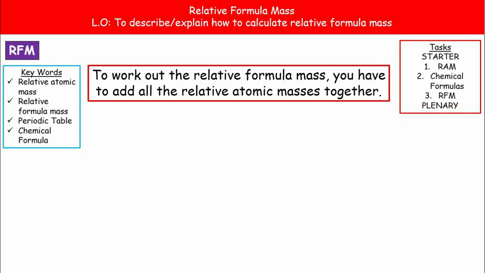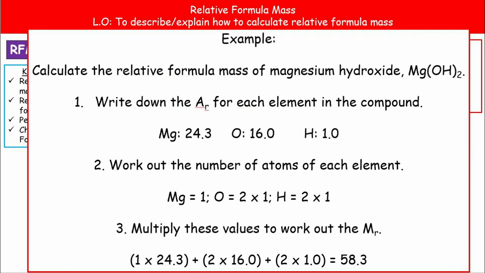So when we're asked to calculate or work out the relative formula mass of a chemical, basically we just add up all the relative atomic masses of the elements that are present together, and we then have our relative formula mass. Let's take a look at an example on how to do this.